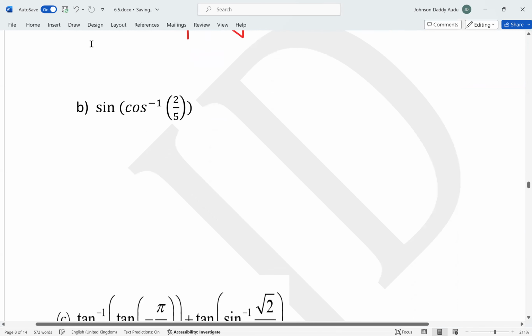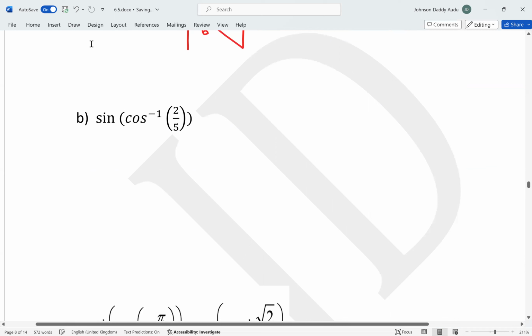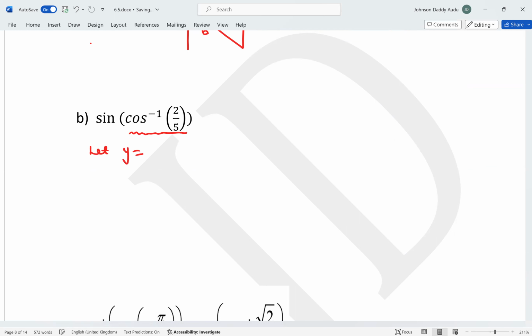So similarly, here, we do the same thing. We just say you can let y be equal to cosine inverse of 2 over 5. And that means that our problem now becomes that we are looking for sine of y. Yes. Because the whole of this is y.